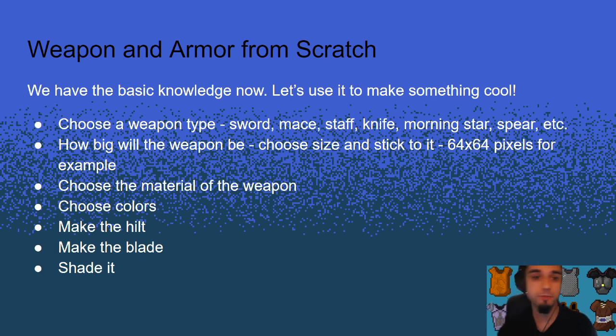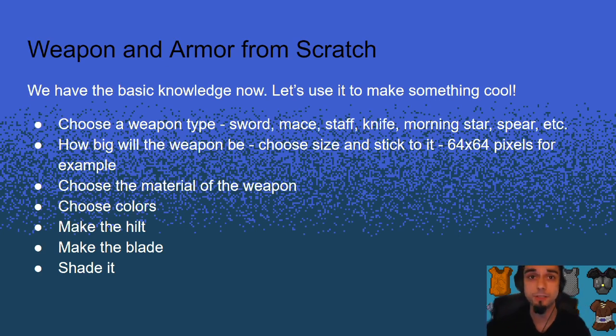Always the first thing is to think about what you actually want to create. Do you want to do a sword, a mace, maybe a staff, or maybe something smaller like a knife, or make something bigger like a spear? And this is very important because you need to know how big the weapon is. And another thing to know is what are your size restrictions.